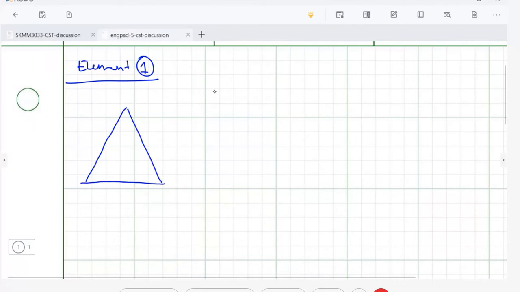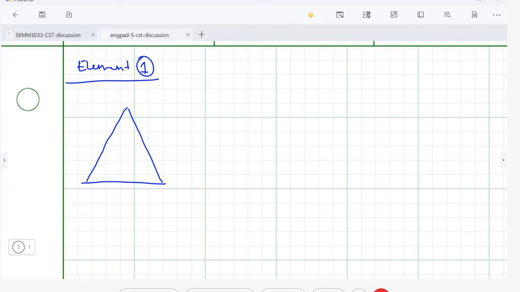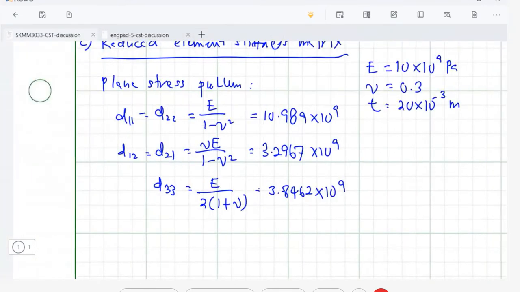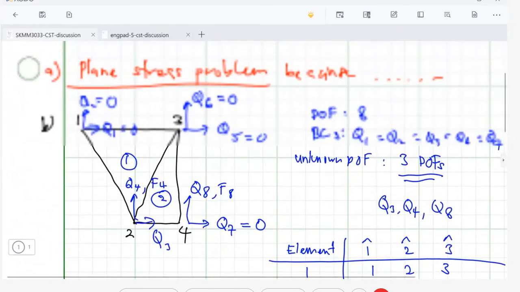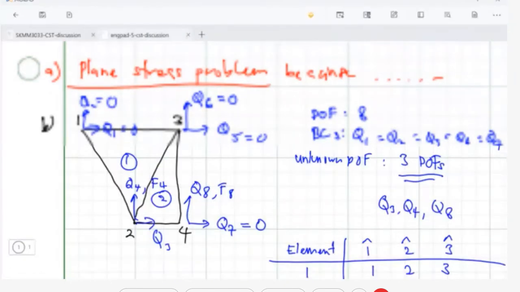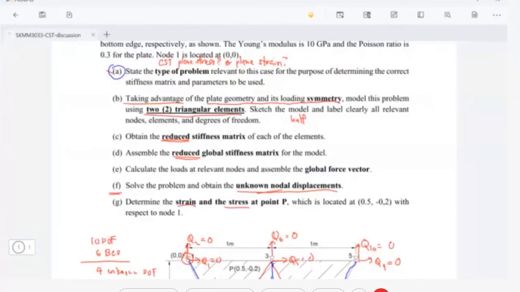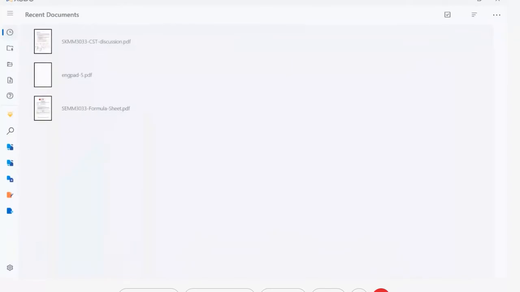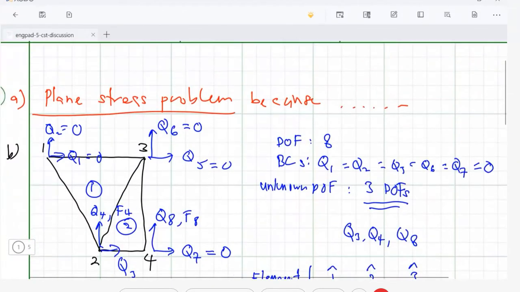Okay, this is element number 1. And element number 1 is this. Sorry, it's the wrong way around. Element number 1. Okay, so this is element number 1. Let me reopen. Okay, so this is element number 1.